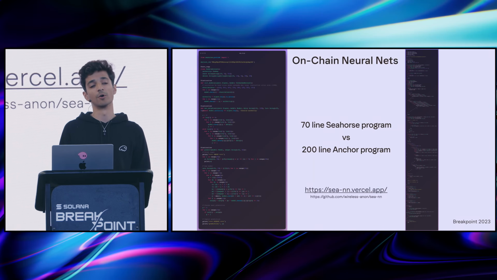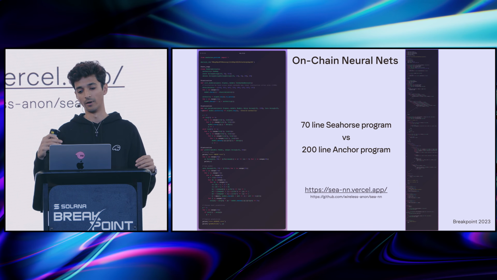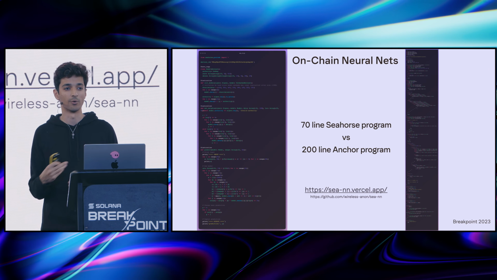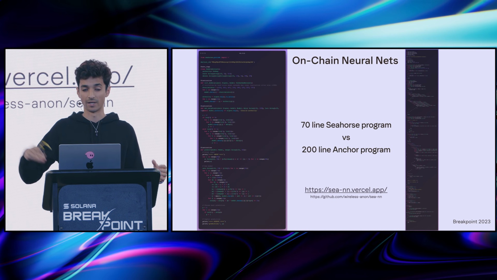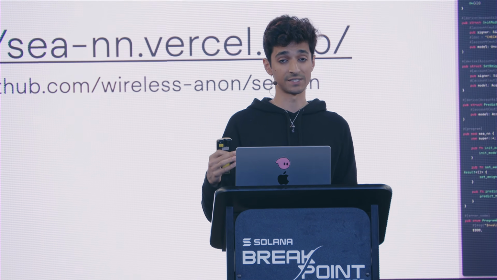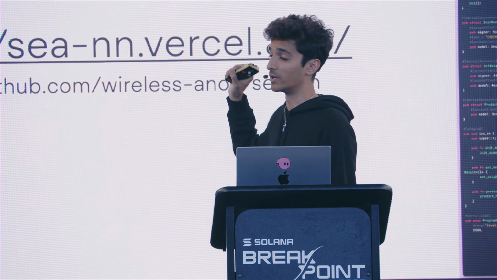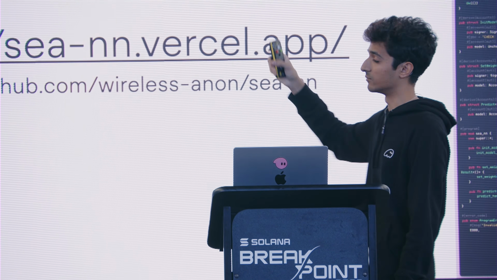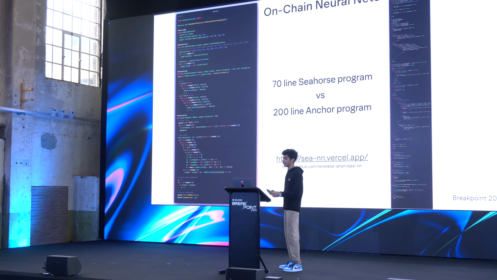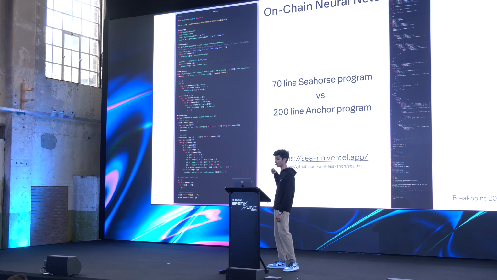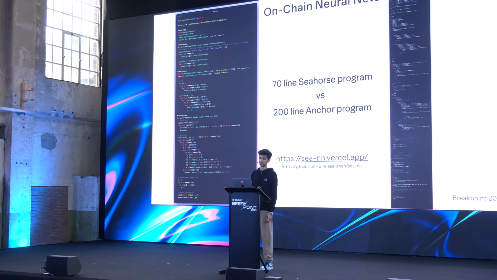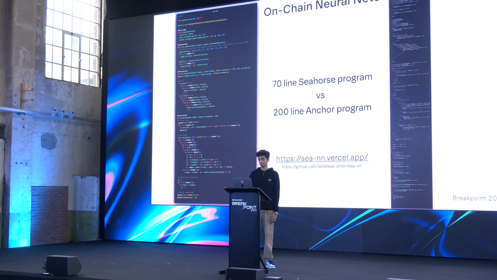As developers, we often hear the phrase that less is more. Brevity in code not only reduces the complexity, but also enhances readability, making maintenance easier and collaboration more effective. So this is where Seahorse truly shines. On one side, we have the Seahorse program, which elegantly captures the task in just 70 lines, whereas we have Anchor on the right side, which accomplishes the same thing in 200 lines. So this is nearly 3 times the length.